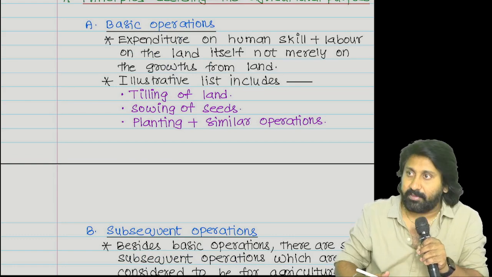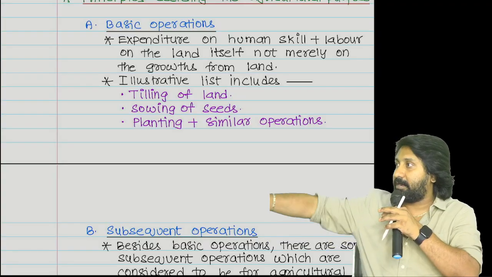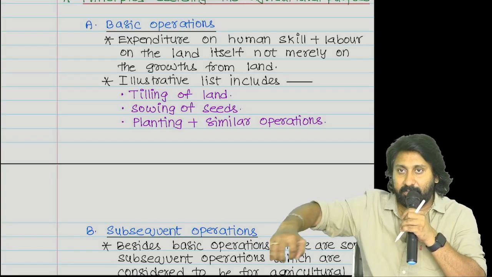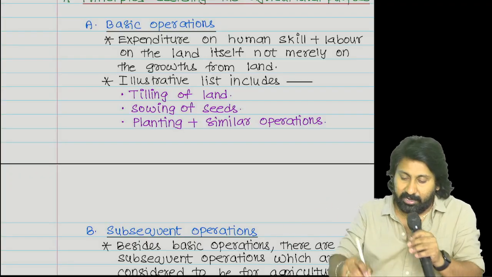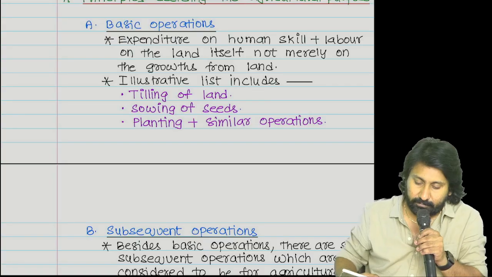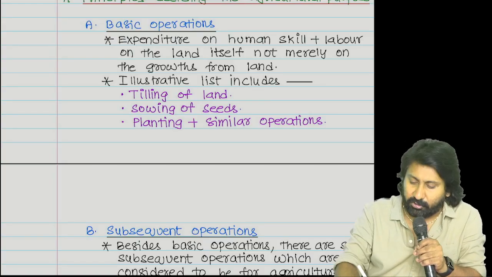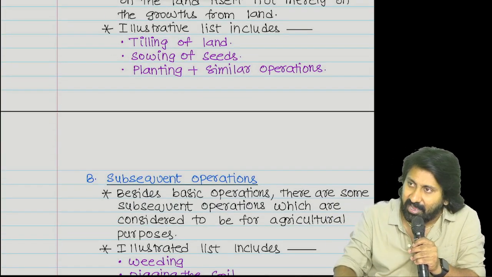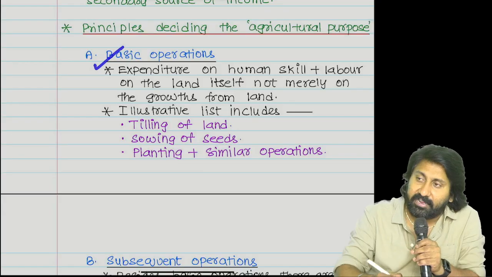Tilling of land means tractors will be there. To the tractors there will be a four-edged sword type. They will till the land. Okay? Next, after tilling the land, sowing the seeds. After sowing the seeds, plantations will start. Listening? This is all called as what activity?